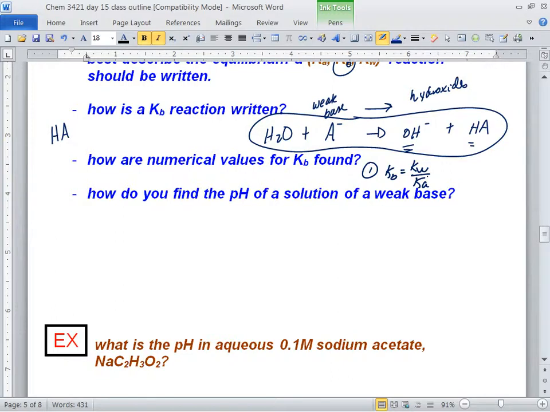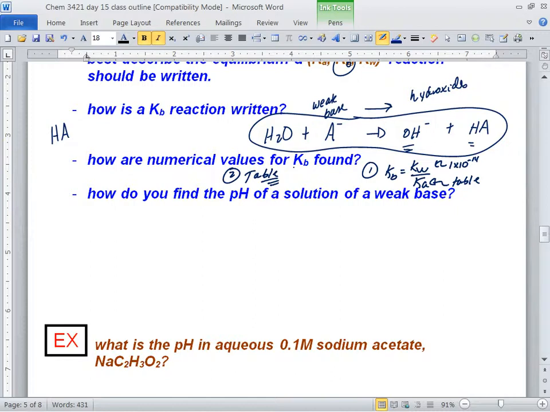Ka you get from tables, right? What's Kw? 1 times 10 to the negative 14 is Kw. And Ka you get from a table, for the conjugate acid. The second way is just to use a table in the first place. Sometimes you can get lucky, especially with a neutral base like ammonia, NH3. There's a table somewhere, you just have to find it.